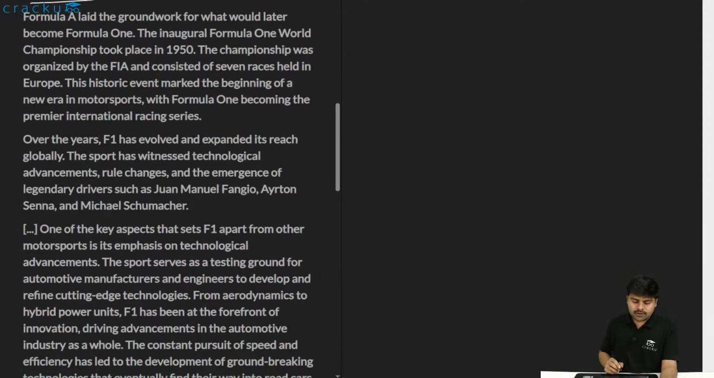Formula A laid the groundwork for what would later become Formula One. So these Formula A regulations later became Formula One. What would later become Formula One? The inaugural Formula One World Championship took place in 1950. The championship was organized by the FIA and consisted of 7 races held in Europe. This historic event marked the beginning of a new era in motorsports, with Formula One becoming the premier international racing series.